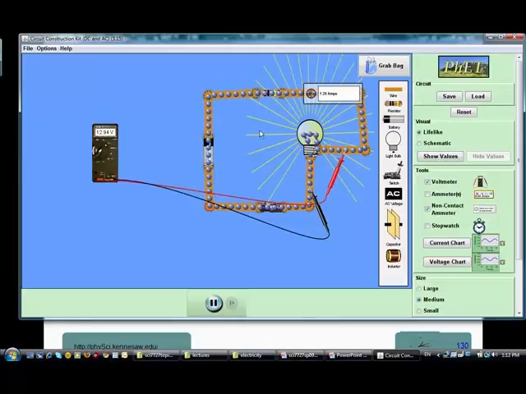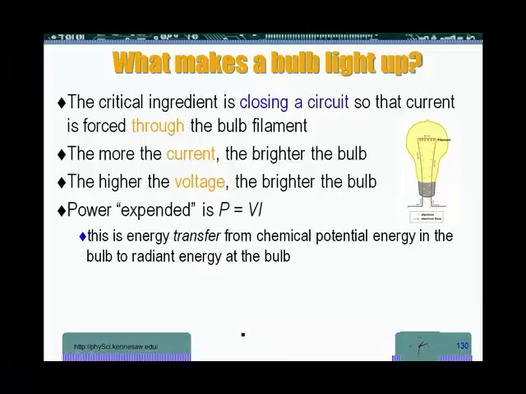Now, of course, if we built up a circuit to increase one and not the other, the same thing is going to happen. The minute we increase I or V, we are going to have more power, V times I, so more light. So the more current, the brighter the light bulb, the more voltage, the brighter the light bulb, P is equal to VI. That's the key.